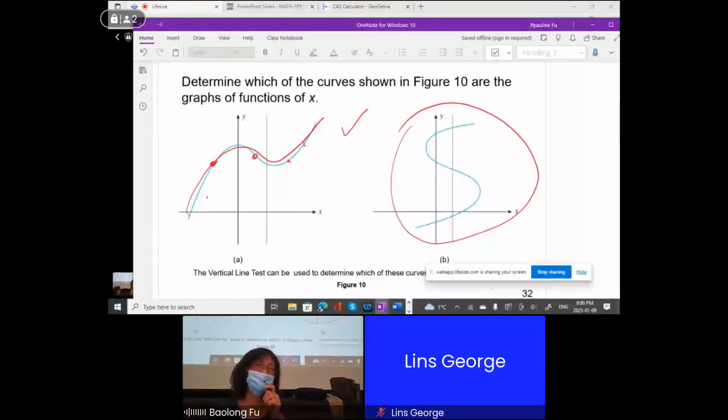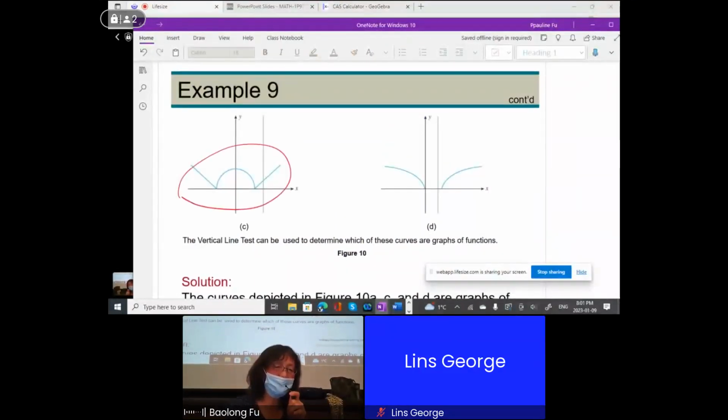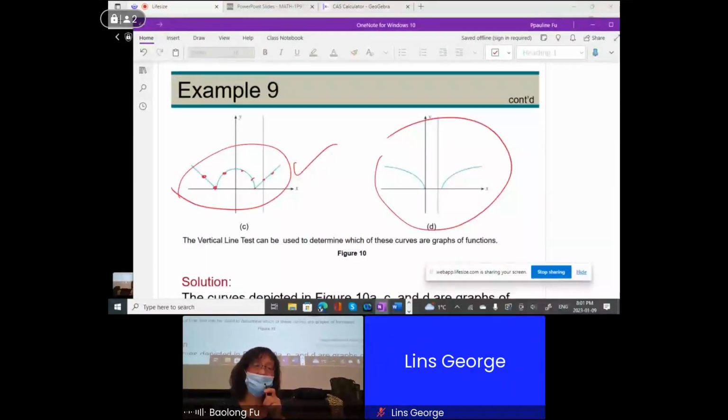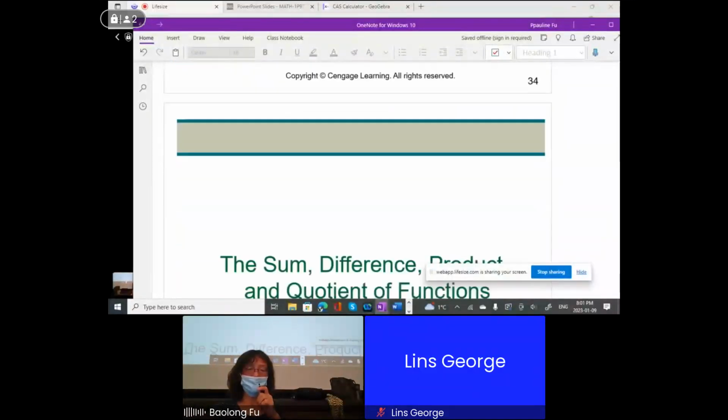Anyone, is this one a function? No, because 1 x produces 3 y: y1, y2, y3. This is not a function. And this one here, is this a function? Yes. 1 x produces 1 y. Pick any x, it is just 1 y. So this is a function. Is this a function? The answer is yes, because 1 x produces 1 y. Although there is a gap here, this is still a function. Okay, so section 2, algebra of functions.